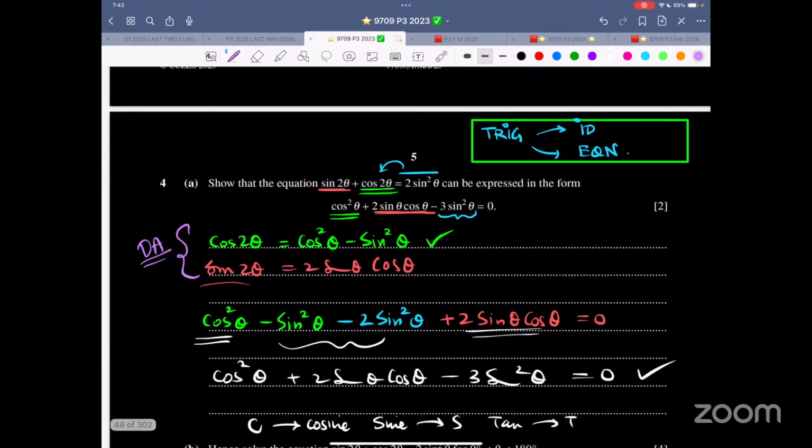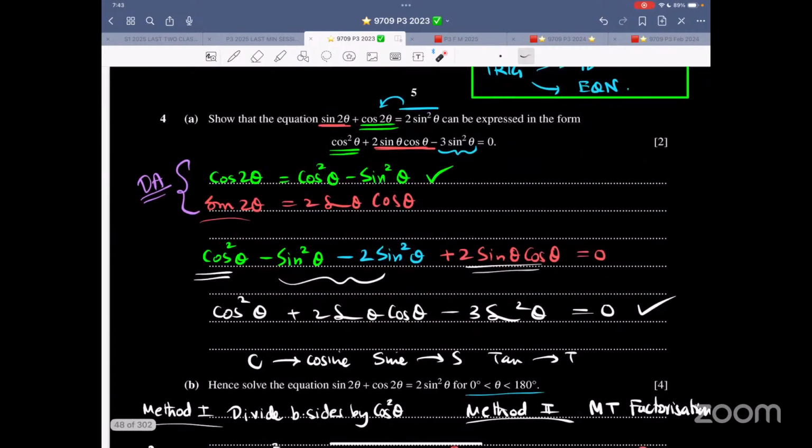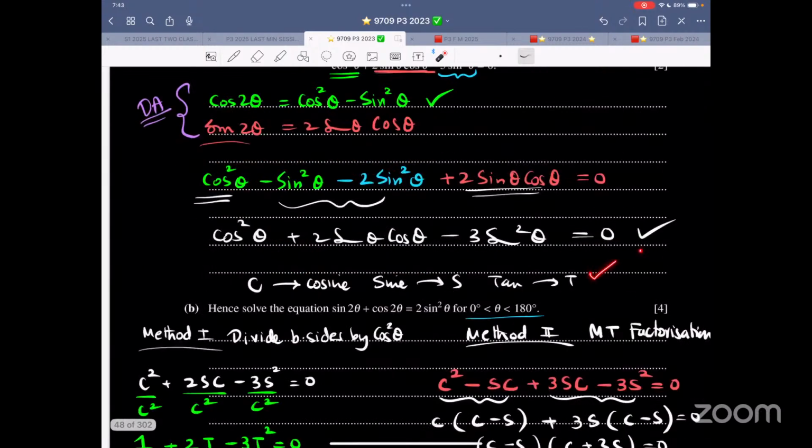So first of all, sine 2 theta plus cos 2 theta. Therefore, the green one is cos 2 theta. I wrote the green one first, that is right over here. Sine 2 theta, the red one, I wrote it over here. And this is 2 sine square theta. I took it to the other side, that's the blue one. And then we simplify, that is very basic, and we get this answer.